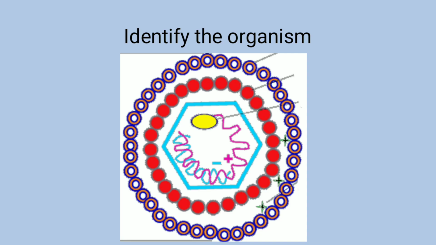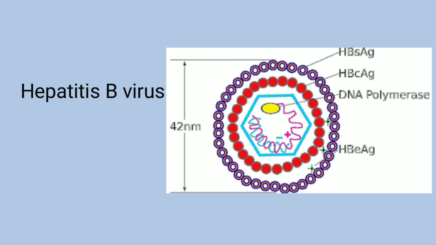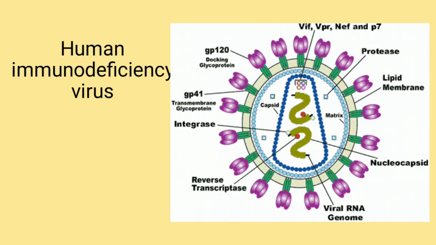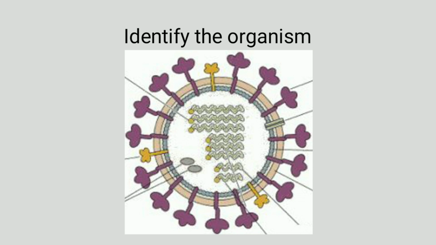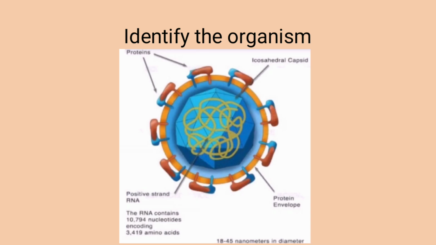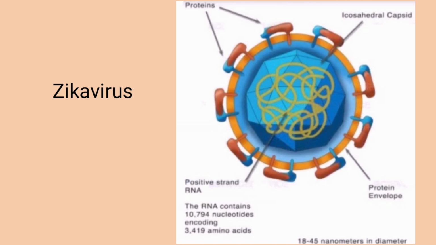Identify the organism. This is hepatitis B virus, a DNA virus. Identify the organism. Human immunodeficiency virus, this is an RNA virus. Identify the organism. Influenza virus. Identify the organism. Zika virus, RNA virus.